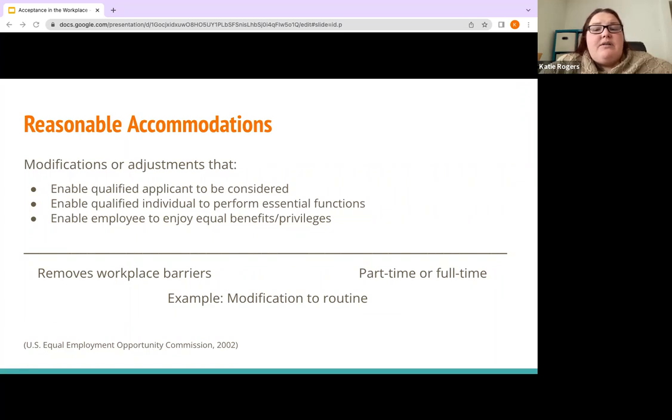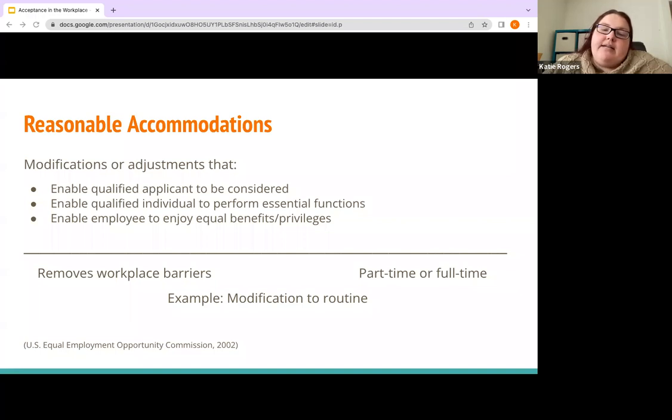According to the U.S. Equal Employment Opportunity Commission, these barriers may be physical obstacles like inaccessible facilities or inaccessible equipment, or they might be procedures or rules like rules concerning when work is performed or when breaks are taken or how essential functions are performed. And reasonable accommodation removes those barriers for individuals with disabilities.